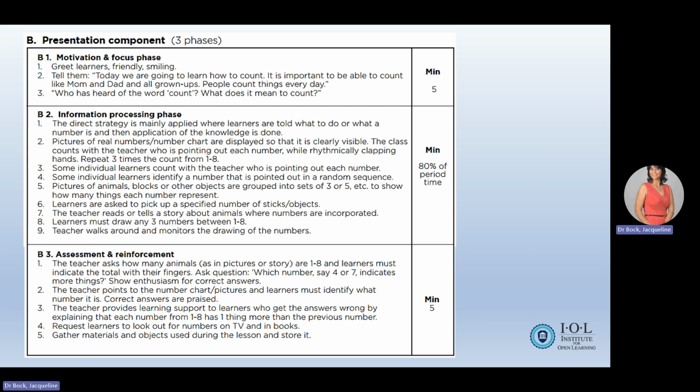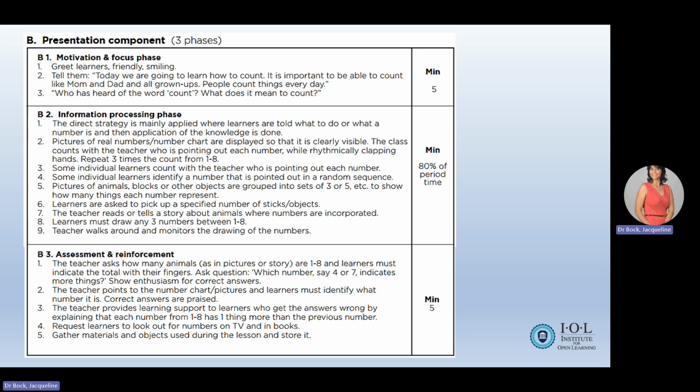Presentation component, this is actually the B part. So it's 3 phases: B1, B2, and B3. B1 is motivation. You preach in so that you can have their focus. This is how you hook the students in your first engagement with them. You have learned previously how this can be done. So please do practice what you preach, or what you have learned.